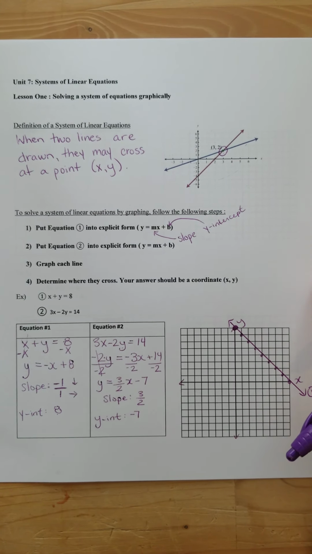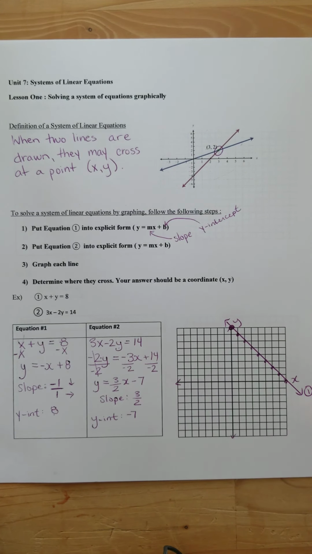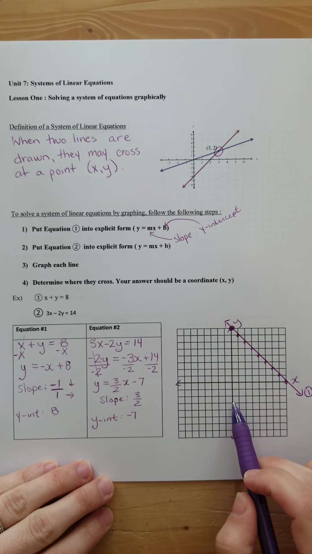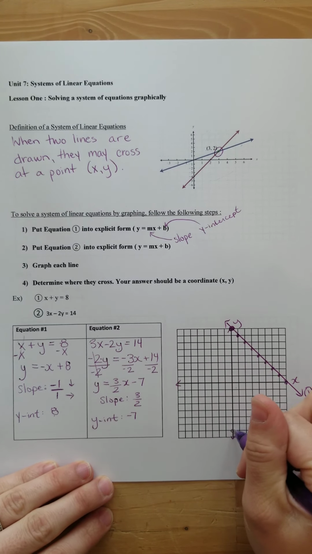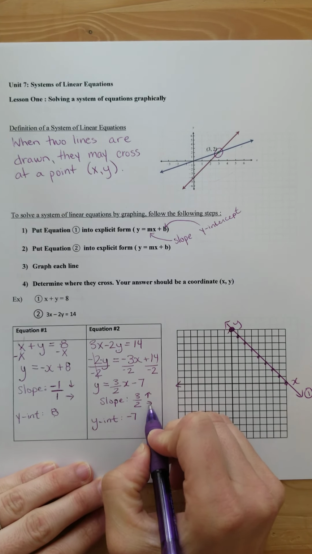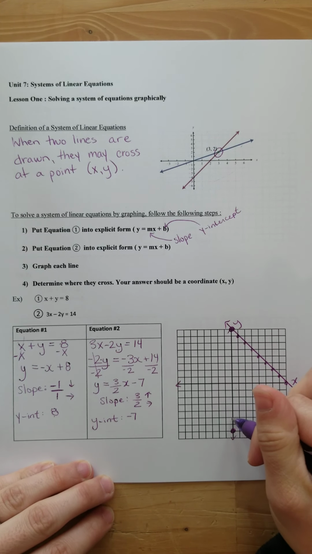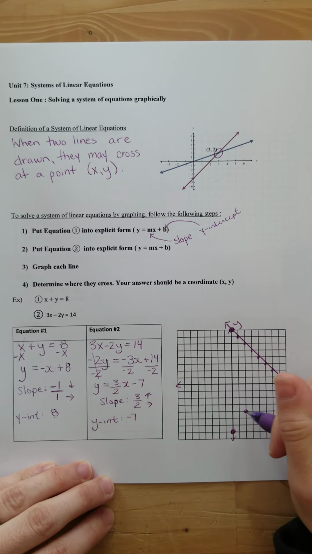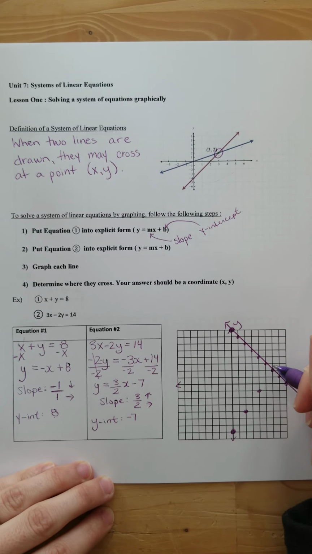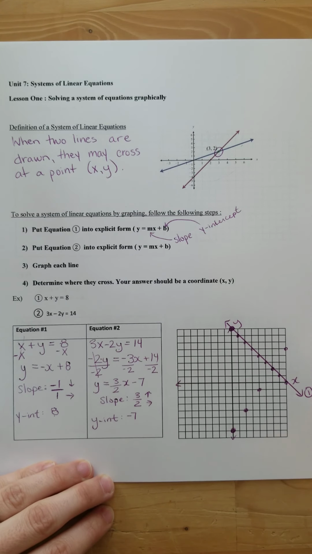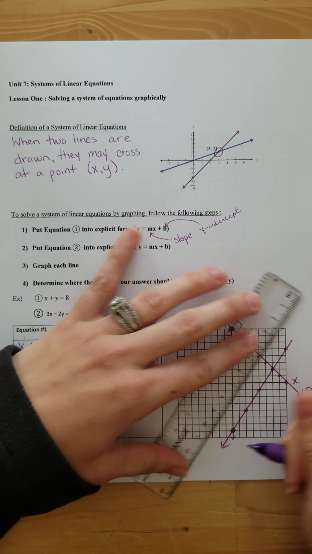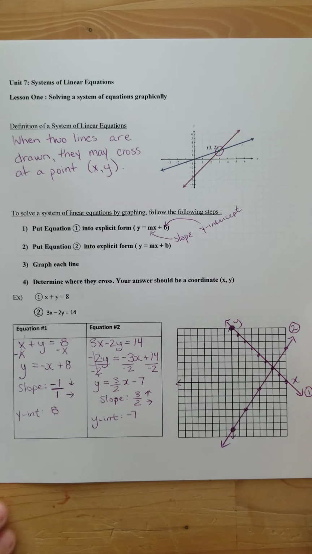Okay, now I'm going to graph the second one. So the second one says I start at negative 7. So 1, 2, 3, 4, 5, 6. Negative 7's right here. And my slope is positive 3 over positive 2. So positive 3 means up 3. Positive 2 means to the right 2. 1, 2, 3, and then 2 over. Repeating that pattern, that's as far as I can go. I connect my dots, and there is line number 2.